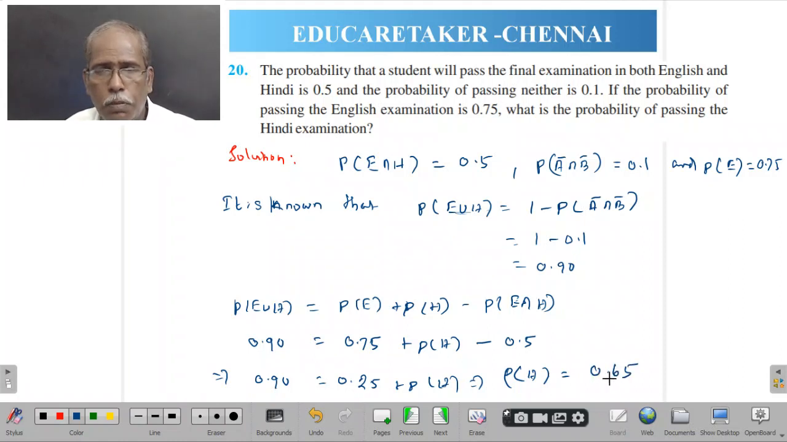So that 0.65 plus 0.25 will be equal to 0.90. So this is the answer. And we'll go to the next question now.